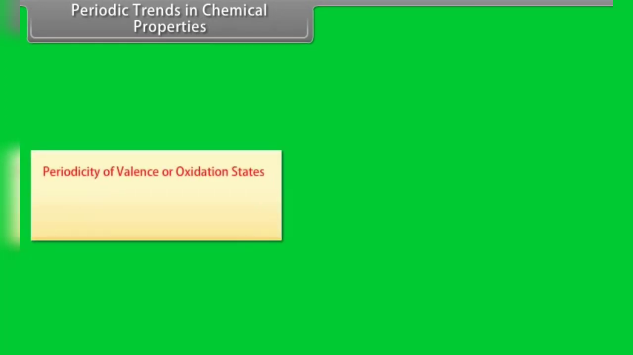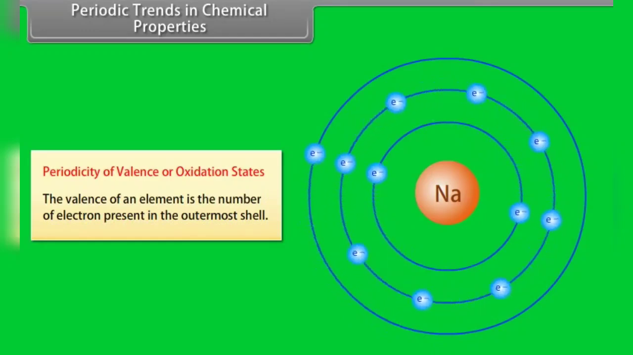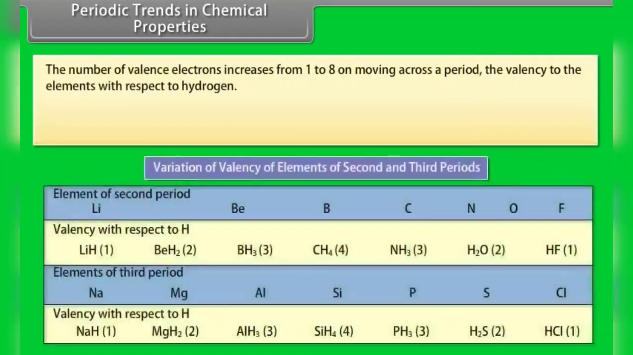Periodic trends in chemical properties. Periodicity of valency or oxidation states. The valency of an atom is the number of electrons present in the outermost shell. The number of valence electrons increases from 1 to 8 on moving across a period. The valency of the elements is with respect to hydrogen.